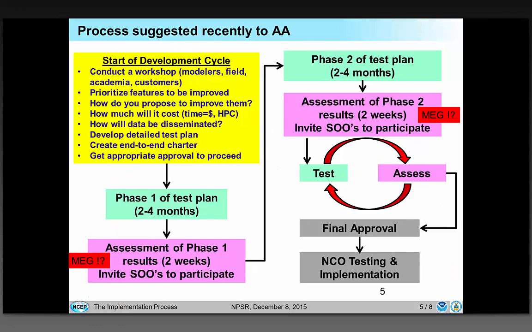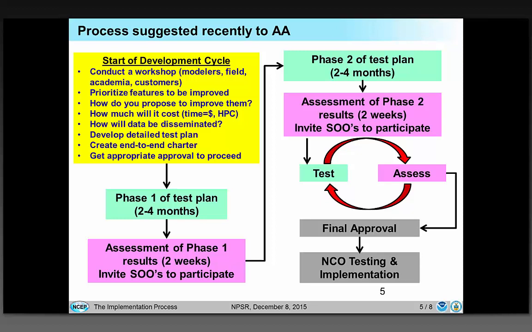You need to be able to have some kind of idea of how much you will improve it. You have to figure out how much it will cost in terms of: do I need to bring on some external researchers? Do I need to buy compute time somewhere? What does it cost in the quote-unquote readily available compute time?